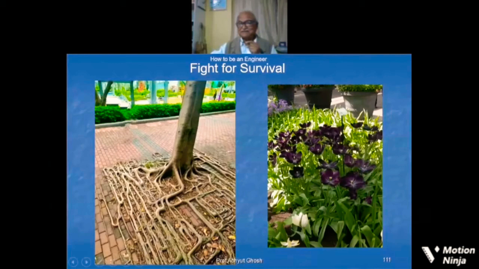These are black tulips in Netherlands. This is a beauty. Survival.